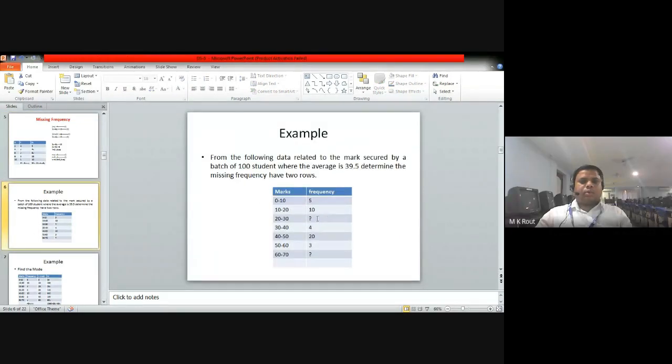Here we have two frequencies missing, from the third row and the last row. From the following data related to marks earned by a batch of 100 students, where the average is given as 39.5, determine the missing frequencies. The number of students is given, that means n equals 100, and the mean is given as 39.5. You have to find the missing frequencies from two rows, the third row and the last row. Calculate this one.